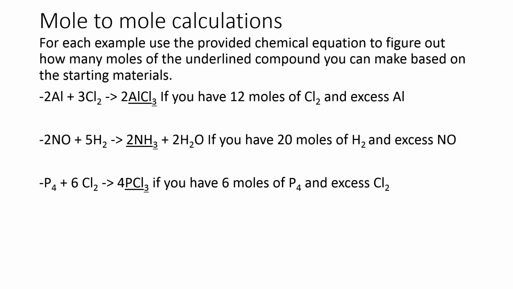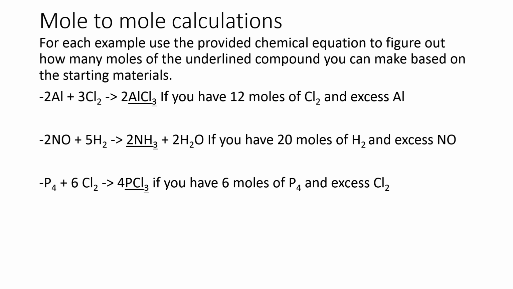So this is also before we worry about limiting reactant, because I'm going to tell you what you have in excess. So for each of these examples, let's start with the first one. It's already balanced for you. You can even check, though, if you want, and make sure that the number of aluminums and number of chlorines turn out the same, which they do. So you have 2 aluminums plus 3 chlorines goes to 2 aluminum chlorides on the right.